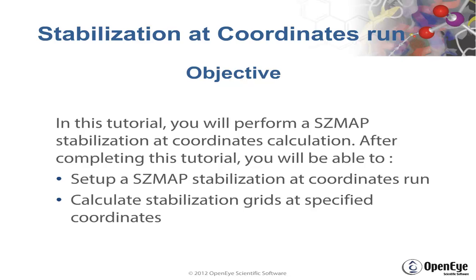While calculations at ligand coordinates cannot produce stabilization energies, calculations at coordinates other than the ligand can. In the 4-STD example, there are two crystallographic waters closest to the ligand whose coordinates can be used to perform a SZMAP stabilization calculation.